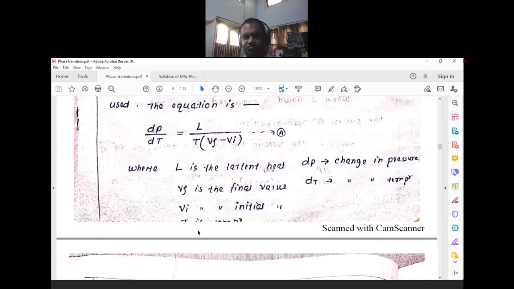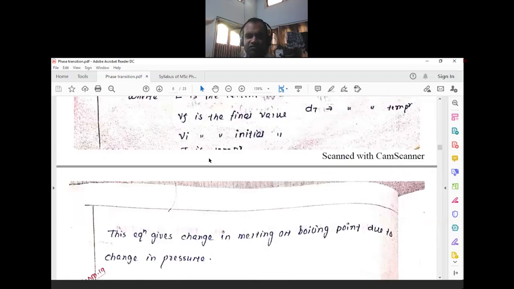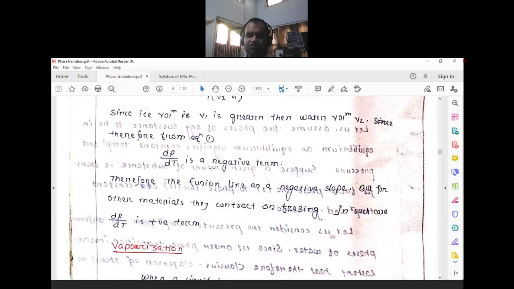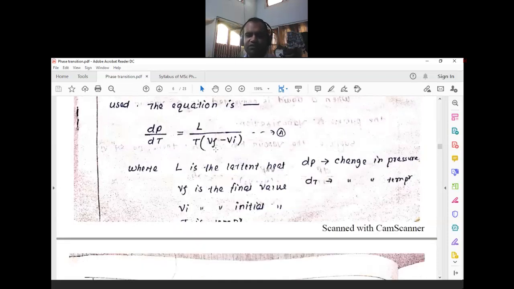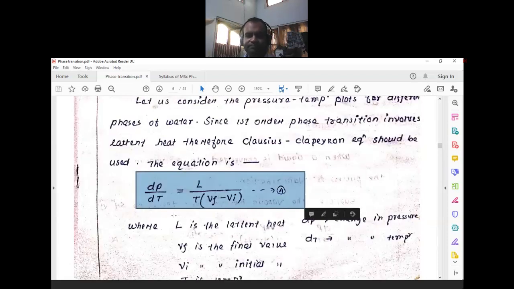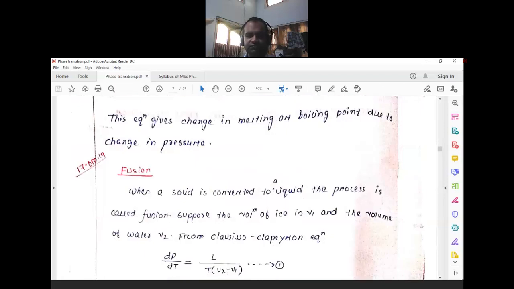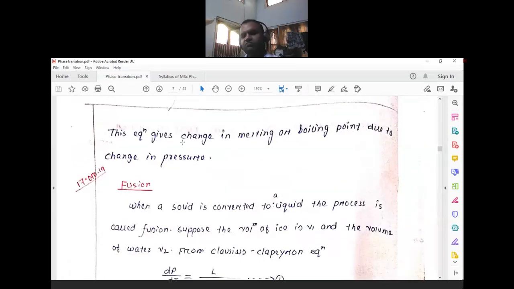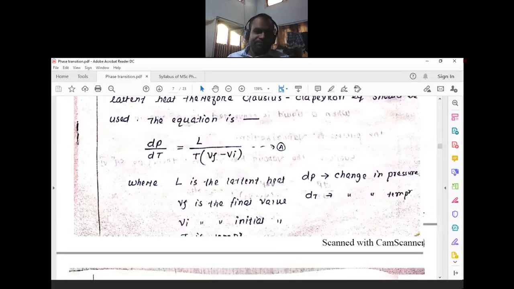T here is the temperature. So these are the various quantities in this equation, call it equation A. You have to remember this equation. It gives the change in melting or boiling point due to a change in pressure.